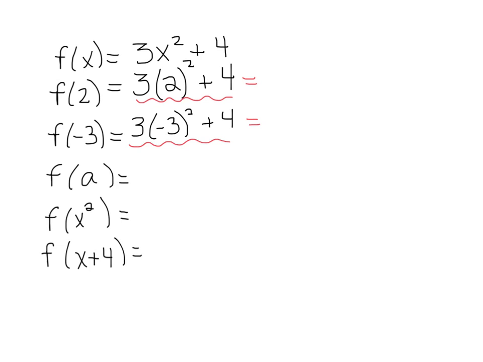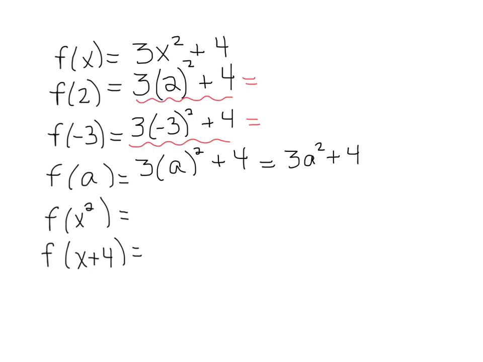But now, what if I didn't have the f of 2 or f of negative 3, and I ask you to find f of a? The concept is still the same. Wherever you see an x, you're going to put now an a. So it's still going to be 3 parentheses x squared plus 4. But now in place of this x, I'm going to put an a. I'm actually going to finish this one for you. So we're going to do order of operations. a squared would be a squared, and then we multiply it by 3. So 3a squared plus 4. That would be your final answer.